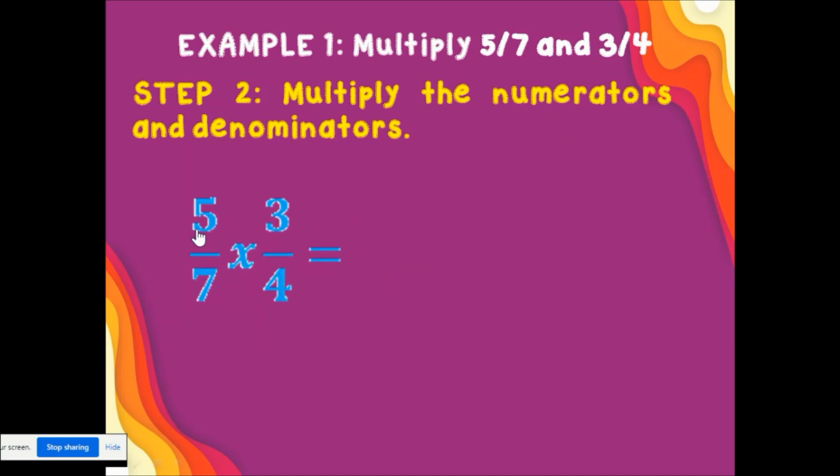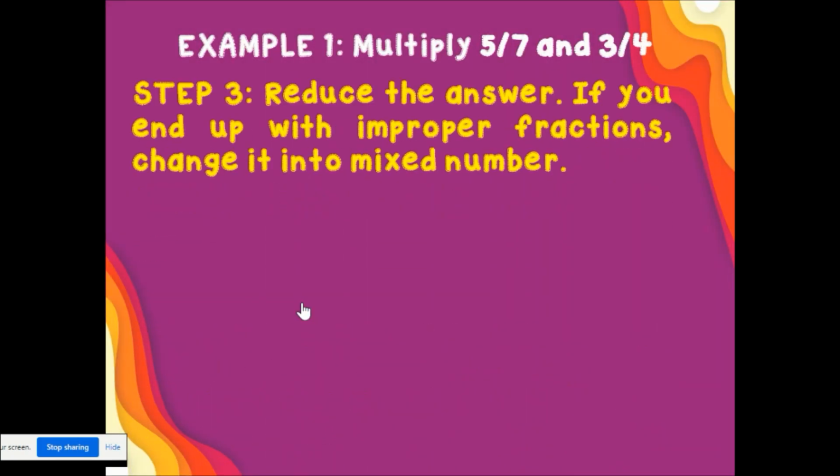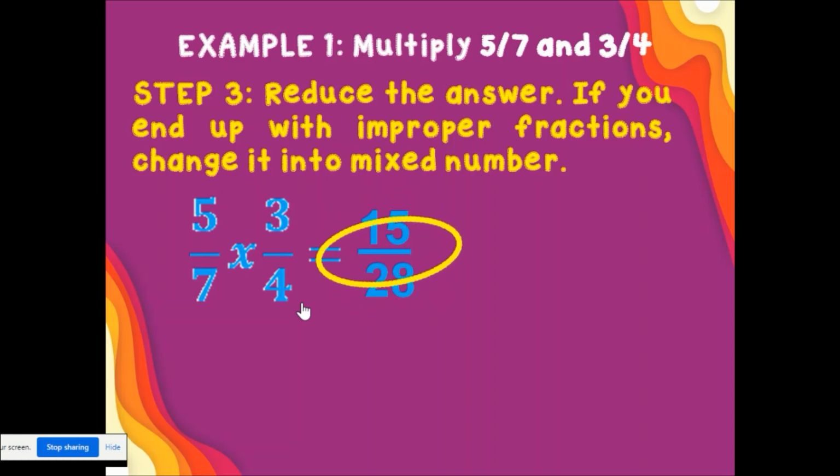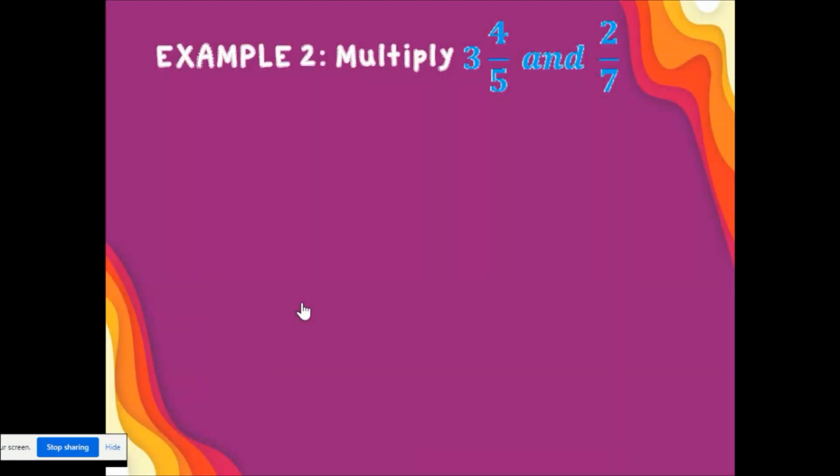So, if we multiply 5 times 3, the answer is 15. And then 7 times 4, the answer is 28. Third step, reduce the answer. If you end up with an improper fraction, change it into a mixed number. As you can see, 15 over 28 is already in the lowest term. So therefore, this is our final answer.